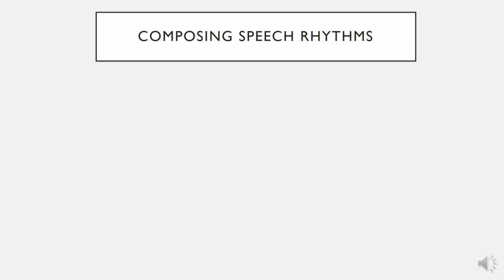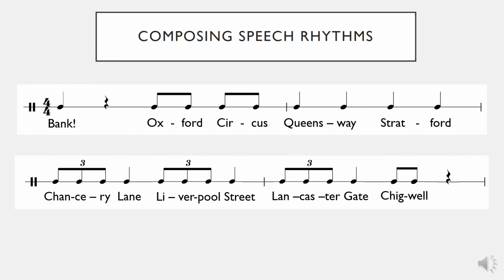It's always a good idea to keep checking back over your work, saying the rhythms out loud and making sure you're happy with them and they sound natural. If they don't, it's fine to change them. Let's have a look at our whole piece so far. Saying it out loud, it goes Bank, Oxford Circus, Queensway, Stratford, Chancery Lane, Liverpool Street, Lancaster Gate, Chigwell. I quite like that.